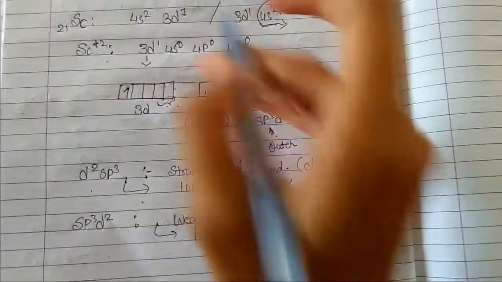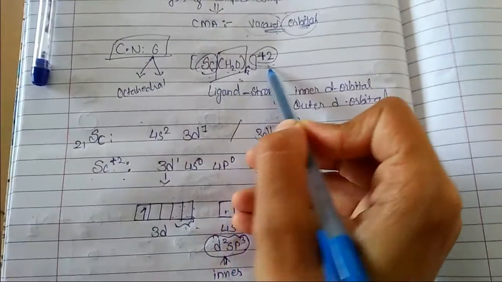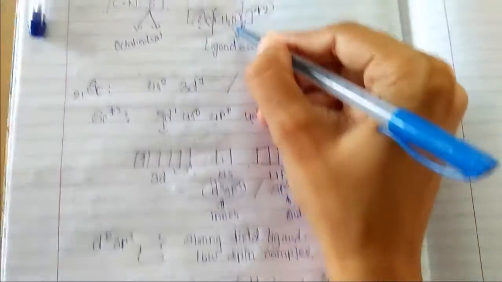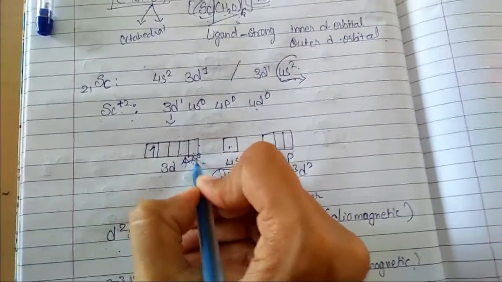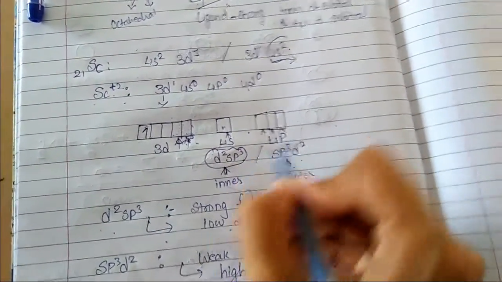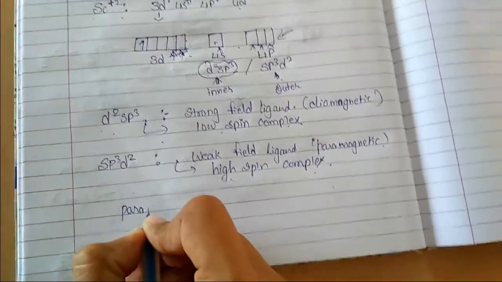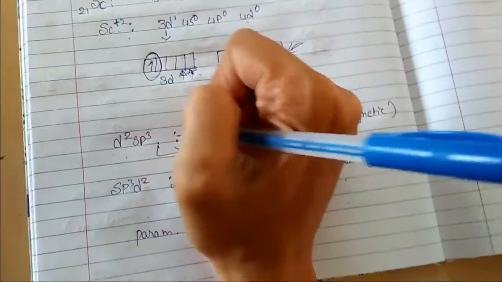Clear? So now when we are talking about this [Sc(H2O)6]2+, here the vacant orbitals are already there. The d orbital is already vacant. So this water molecule, this aqua ligand, will occupy this place and produce the hybridization, that is d2sp3. So this complex is paramagnetic. Why is it paramagnetic? Because it is having one unpaired electron.